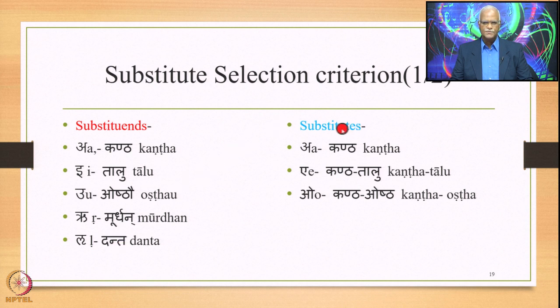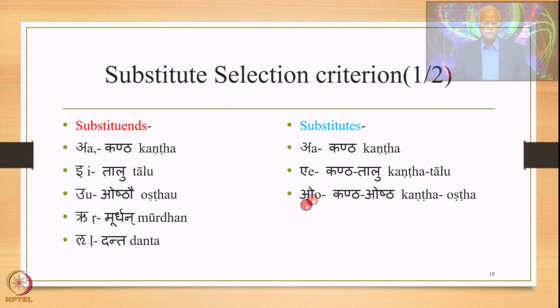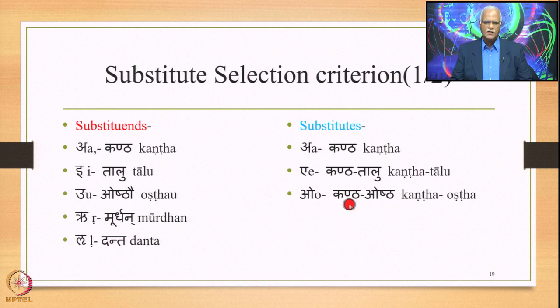If we look at the substitutes, we have only three. So a is the substitute whose place of articulation is kantha. A is another substitute whose place of articulation is in the form of kantha and talu. O is another vowel whose place of articulation is kantha and oshtha.